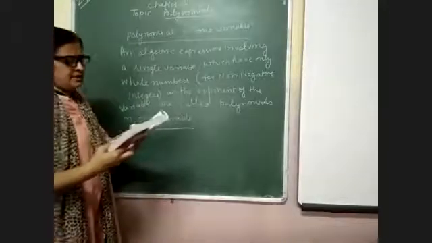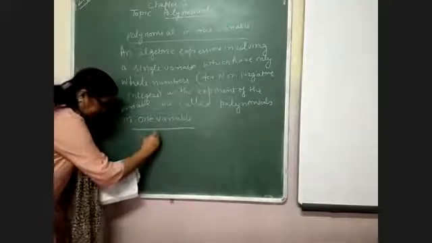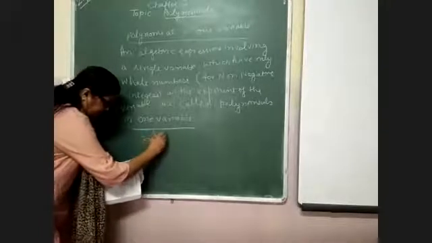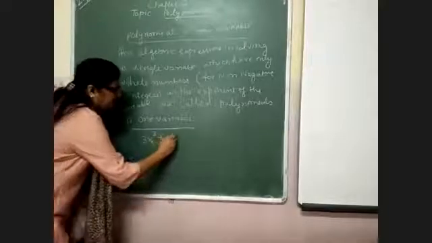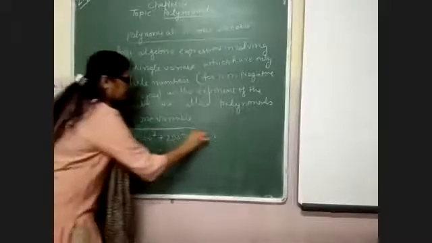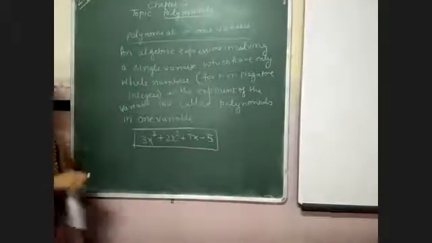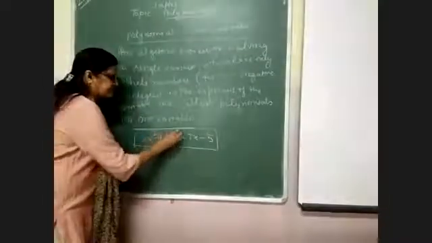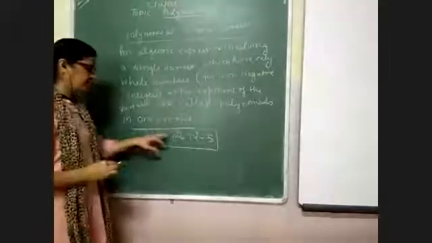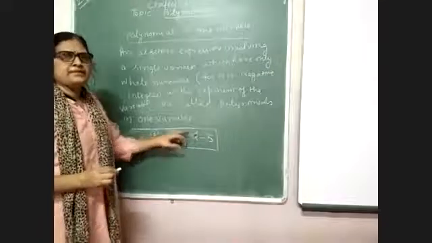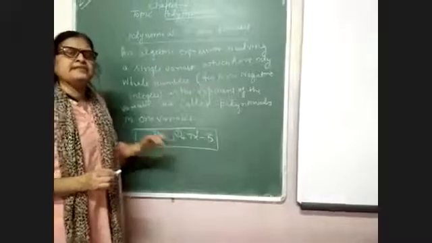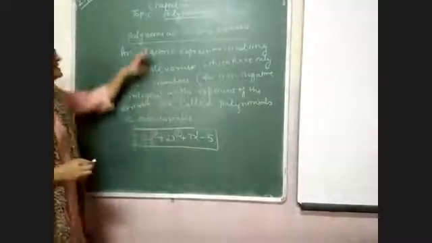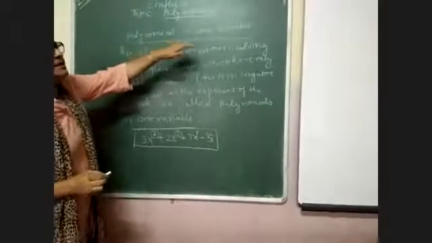So how do we write a polynomial as an algebraic expression? For example, I am writing 3x³ plus 2x square plus 7x minus 5. This is the polynomial of one variable. What is one variable? Only x variable is used here, and the exponent is a whole number. 3 is a whole number, 2 is also, 1 is also. These are whole numbers and non-negative integers also. This is called the polynomial in one variable.